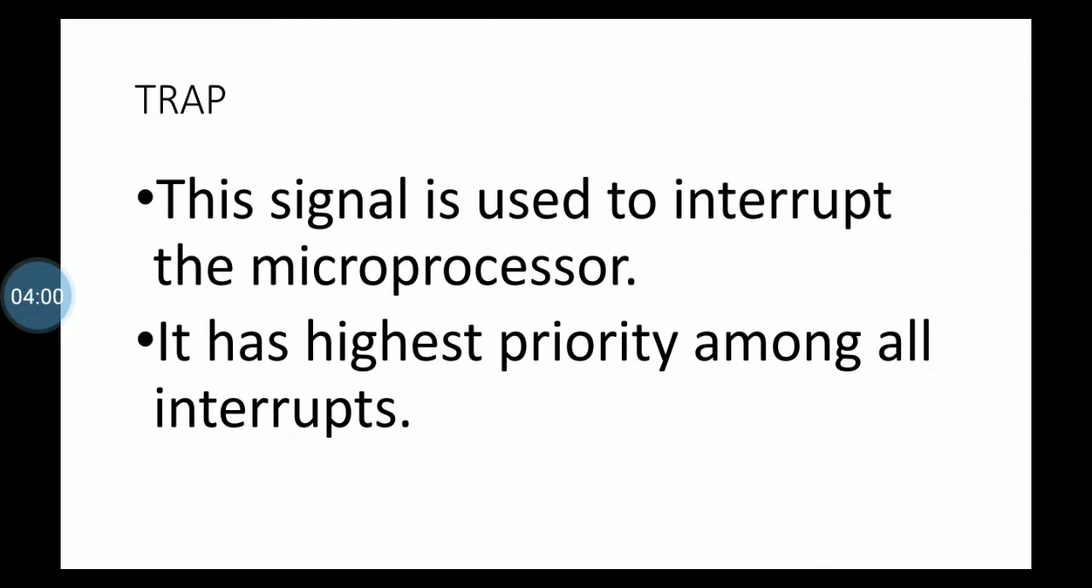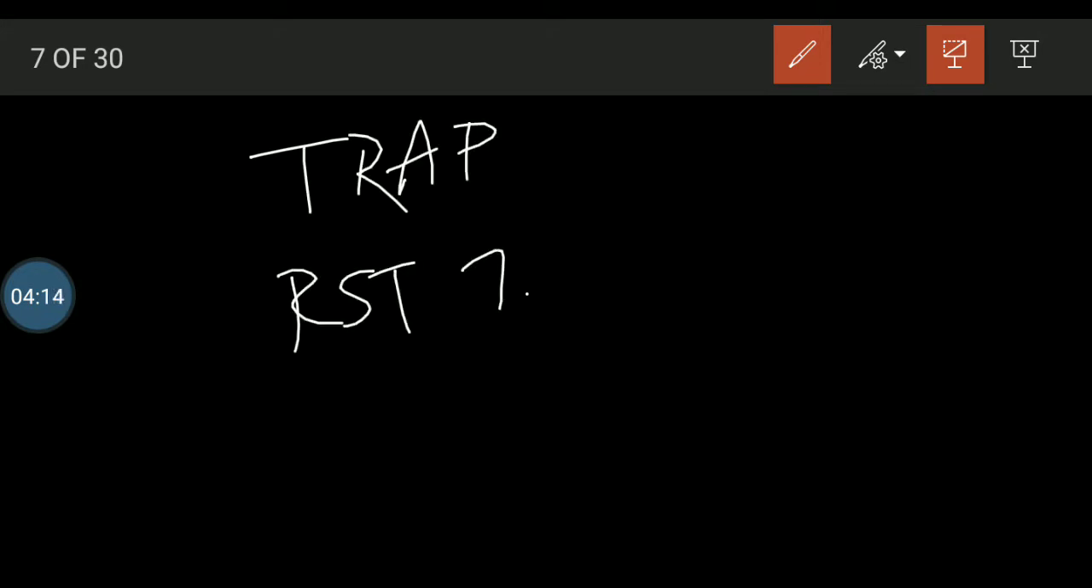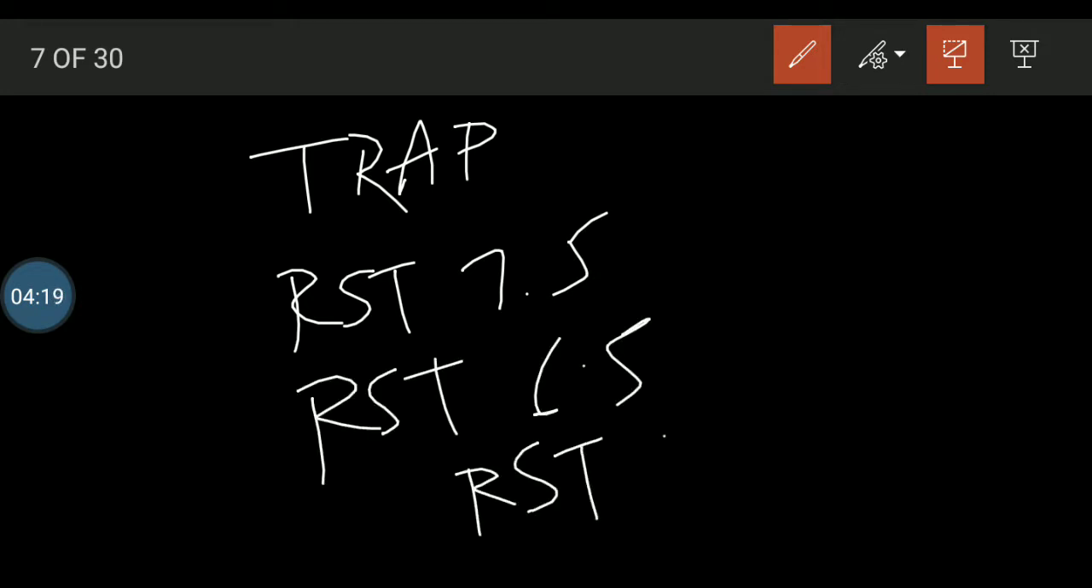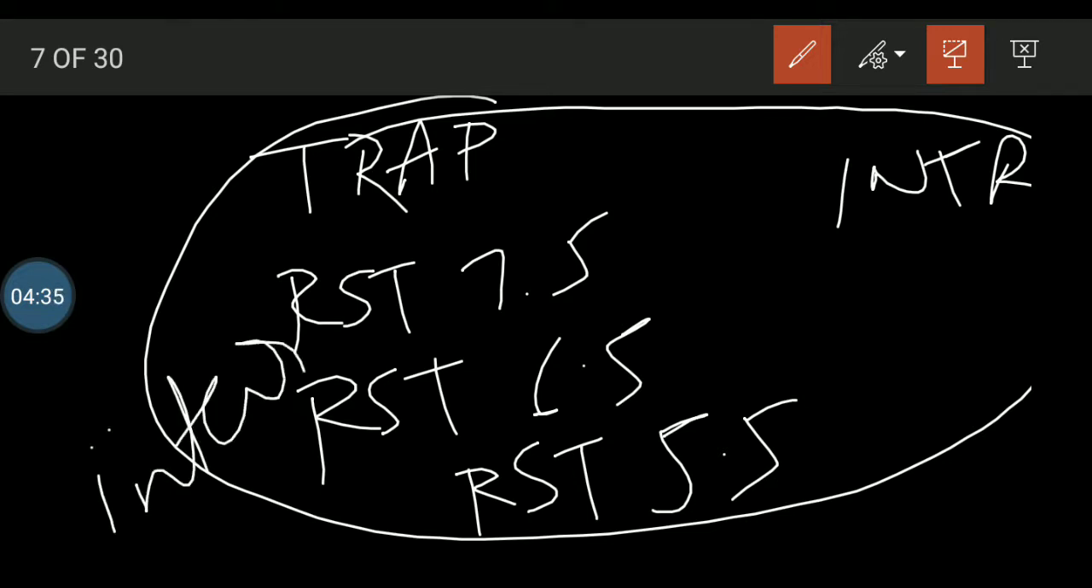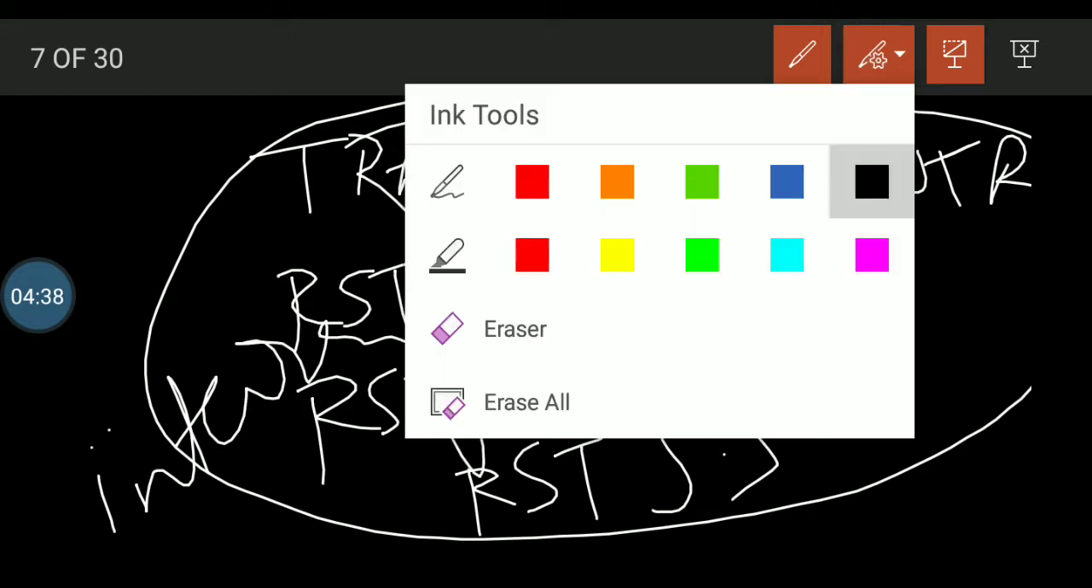TRAP is an interrupt. TRAP, RST 7.5, RST 6.5, RST 5.5, INTR. These are the 5 interrupts. Okay, let us know about them in more detail.